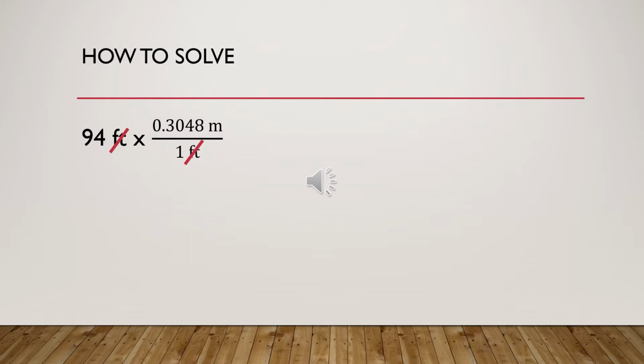And now this may look kind of confusing, but it's really not. All you have to do is simply multiply straight across. So you just multiply 94 times 0.3048 meters, and that would give you 28.6515 meters.